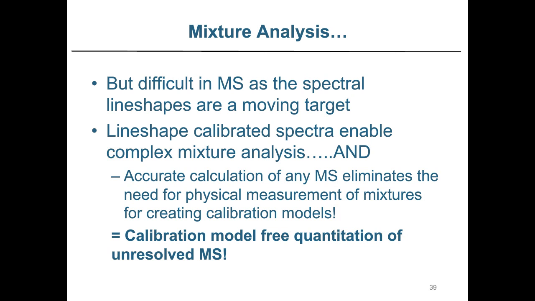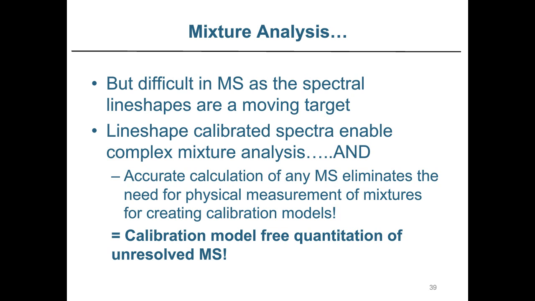And the interesting thing is that since we can now calculate a mass spec based upon using that same line shape, there's actually no need to go off and do a physical measurement of the mixtures, which is typically what one has to do in the near-infrared and the Raman and the mid-infrared. We don't need to do that because we actually can calculate the spectra. Again, one of the beauties of mass spectrometry.